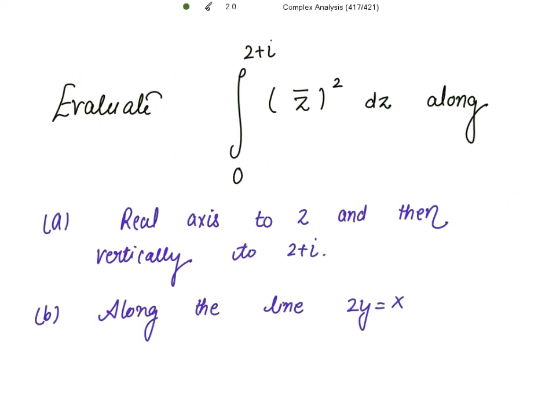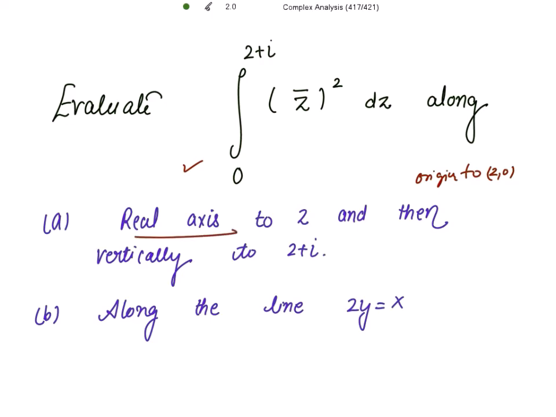Good morning. Here we are going to evaluate this integral along the real axis to 2 and then vertically to 2 plus iota. Real axis to 2 means from the origin to, if 2 is your complex number, then this will be the point (2, 0), right? And then along the line y equal to x, the second part.